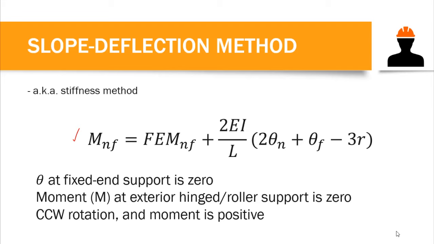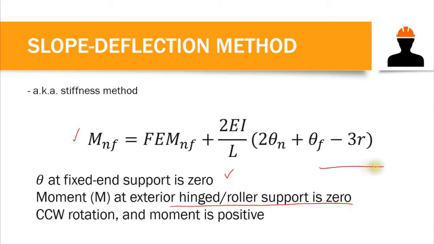Okay? Now, we need to remember these important considerations in computing for slope deflection method. Now, if our support is a fixed end, that means our theta there is equal to zero. Of course, we do not have rotations, or we do not have theta or an angle of rotation on the fixed end support. Okay, then of course the moment at exterior hinged or roller support is zero.